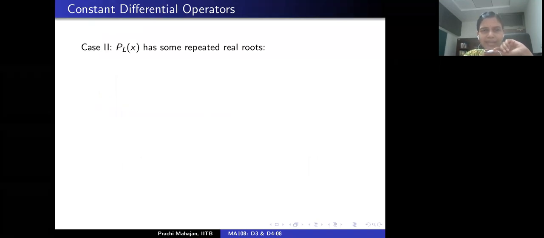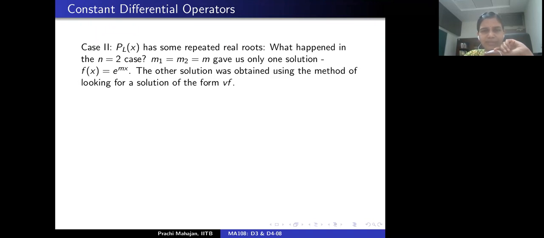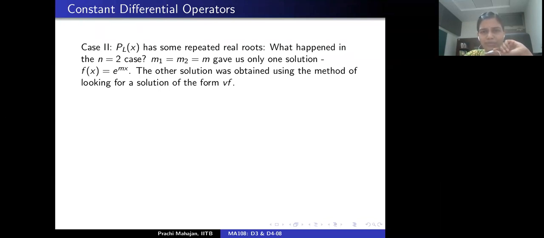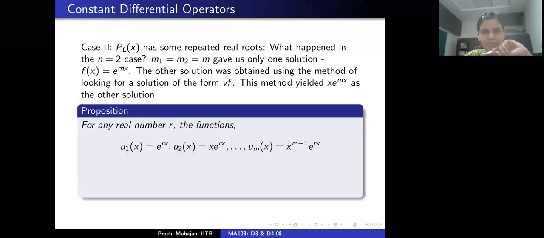So let's look at the case when the characteristic polynomial has some repeated roots. As we know, for the order 2 case, we got one solution using the characteristic polynomial, and the other solution was obtained by looking at solutions of the form v times f, and that yielded that v must be x. So we get x times exponential mx as the other solution.